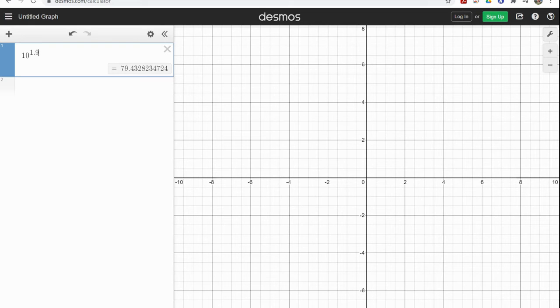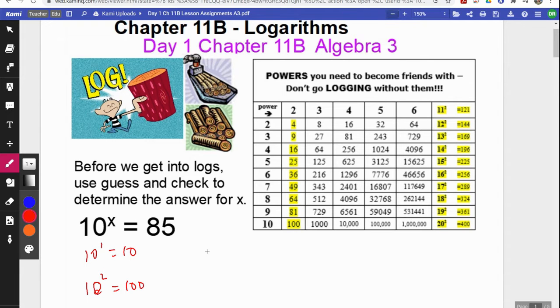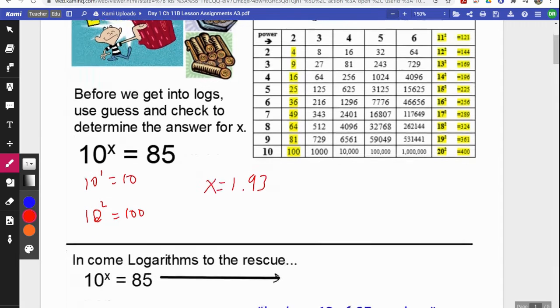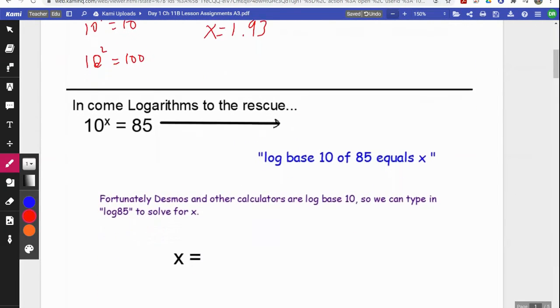So let's try adding some additional decimals to get it a little closer. 1.93. Ooh, that's close. 1.92. Not quite. 1.925. Close, but I think 1.93 works probably the best. So 1.93 is what we get when we're just guessing and checking. Obviously, there's a better way. In come logarithms to the rescue.